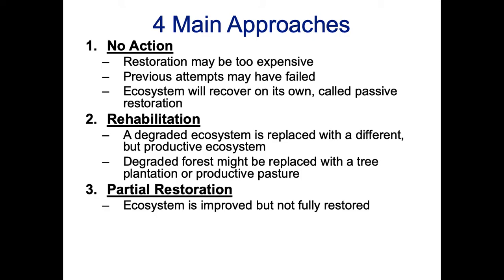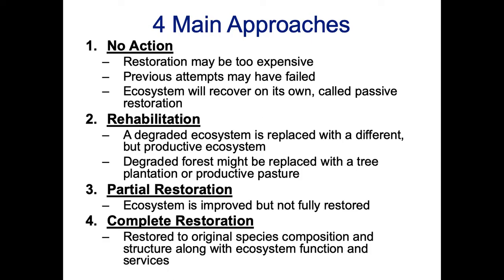Partial restoration is when you improve ecosystem function, but it doesn't make it all the way back to what it was prior to being degraded. And complete restoration is probably what most of you would have thought of in the first place, which is restoring to the original species composition and structure along with all the ecosystem function and services. So this means that we've made the ecosystem work exactly the same as either a reference site or sometime in the past that we deem as being the ideal goal.